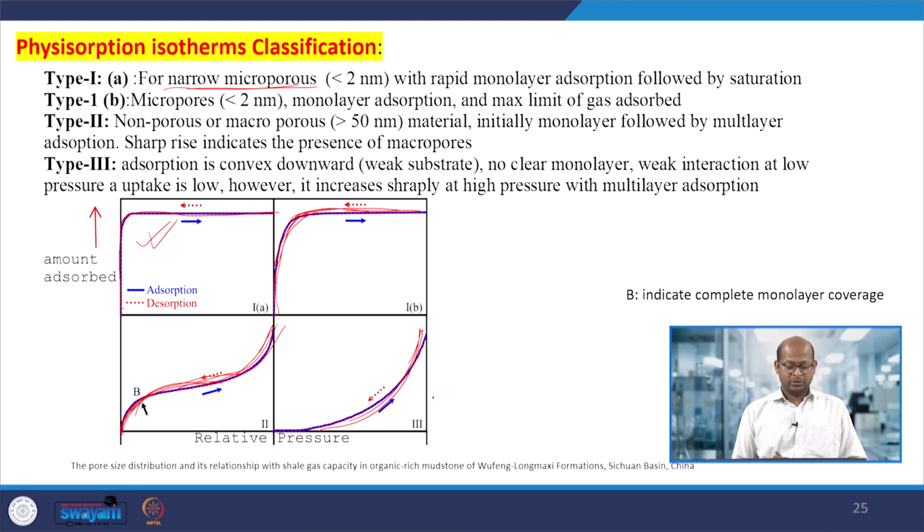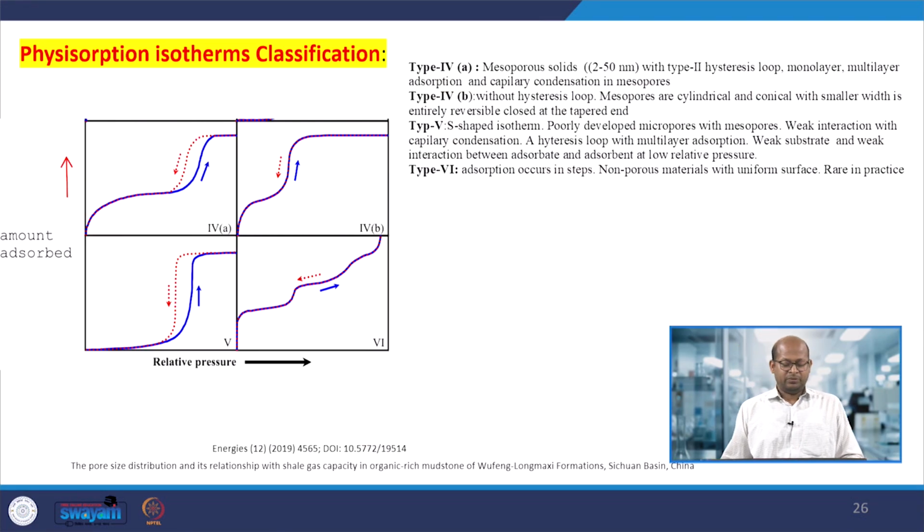So in this type of surface, convex down indicates weak substrates. Depending upon the nature of the isotherms, it also indicates the type of materials we have prepared. So here are weak substrates, with no clear monolayers, or weak interactions, you can say. In the case of type 4, mesoporous materials are formed. Here is a hysteresis loop. This is called a hysteresis loop.